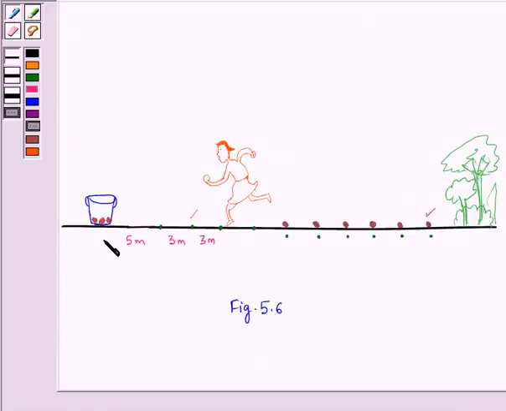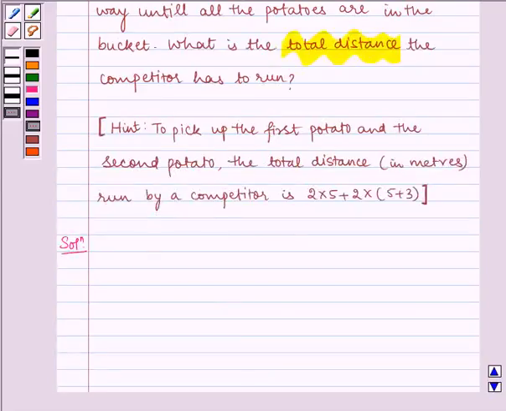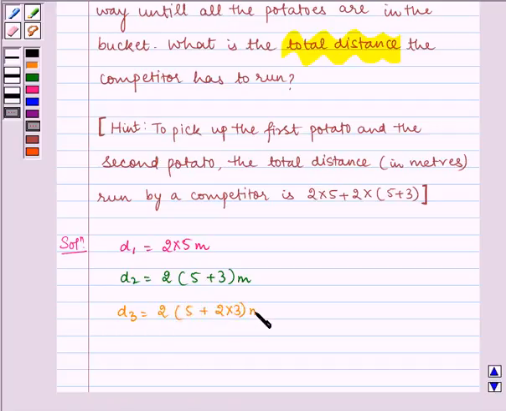Here we can see that the first time the competitor runs 5 meters to pick the potato and back 5 meters. So we can write D1 is equal to 2 multiplied by 5 meters, where D1 is the distance run by the competitor to pick up the first potato. Similarly, D2, the distance run by the competitor to pick up the second potato, is equal to 2 multiplied by 5 plus 3 meters. D3, the distance run to pick up the third potato, is equal to 2 multiplied by 5 plus 2 multiplied by 3 meters.